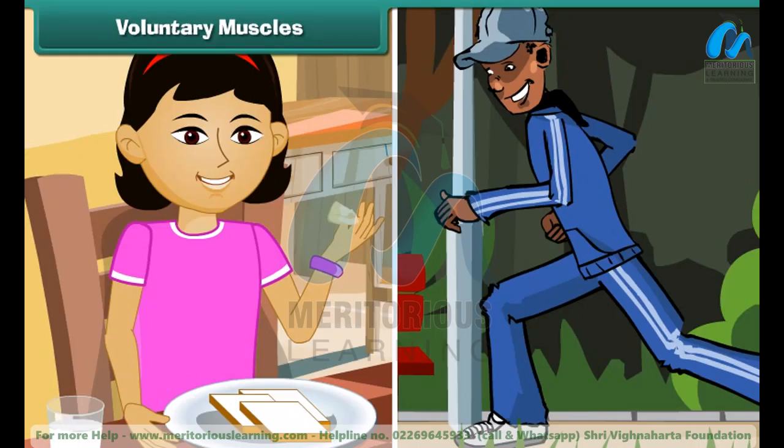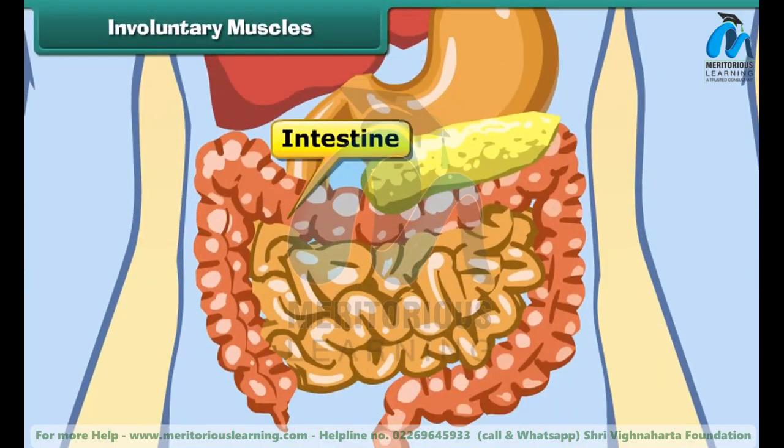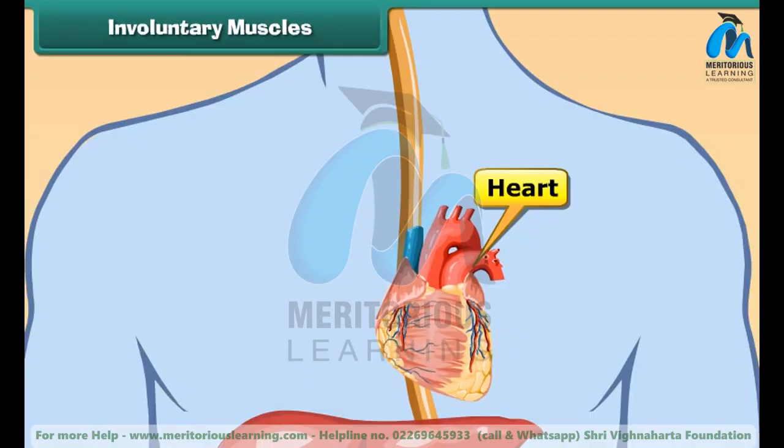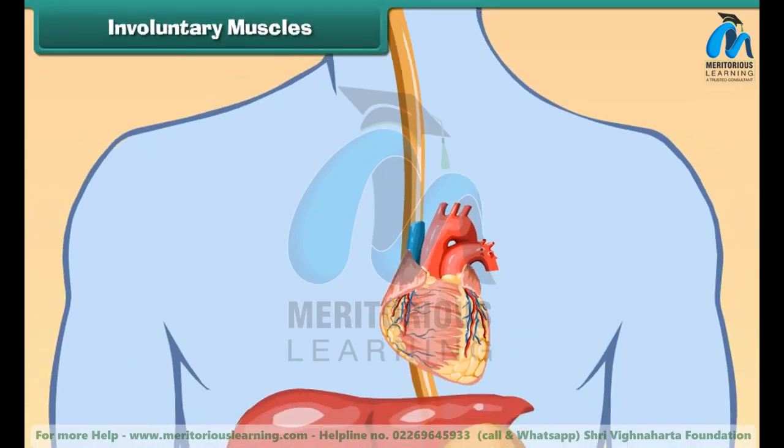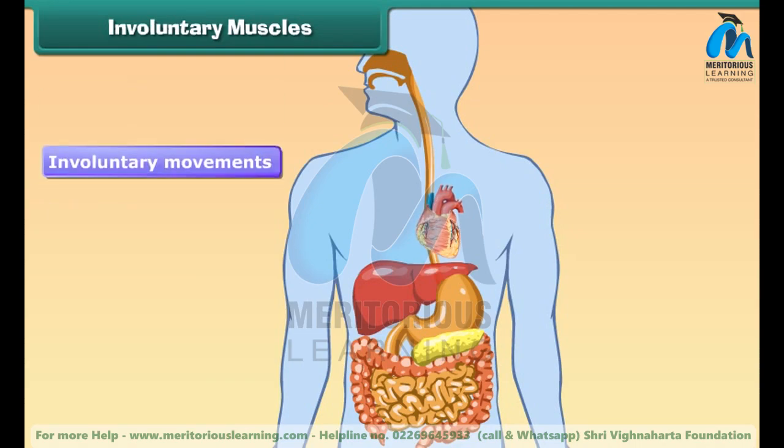Our arms and legs contain voluntary muscles. The functions of the stomach, intestines, and heart go on in a fixed manner. The functioning of these organs is not dependent on our wishes. Such muscles are called involuntary muscles, and their movements are called involuntary movements.